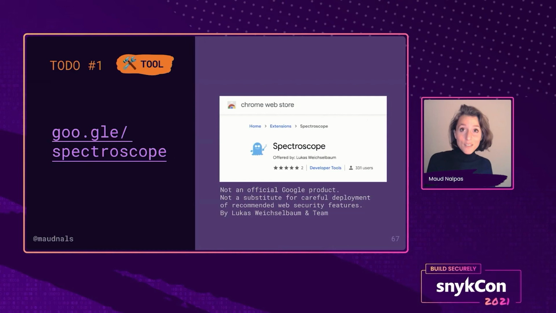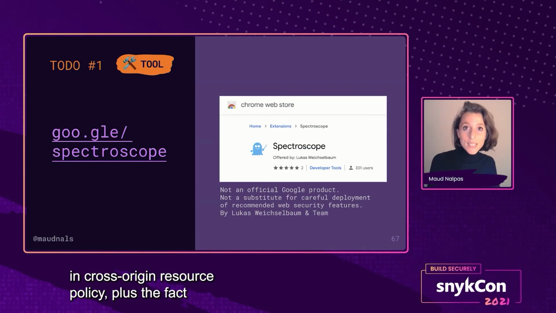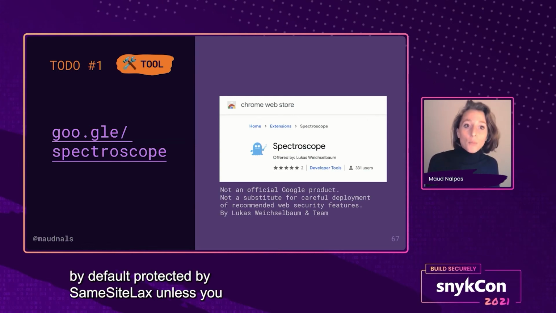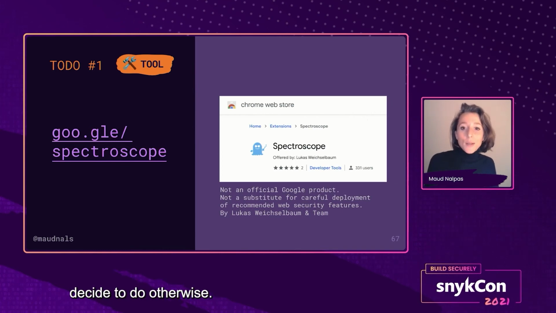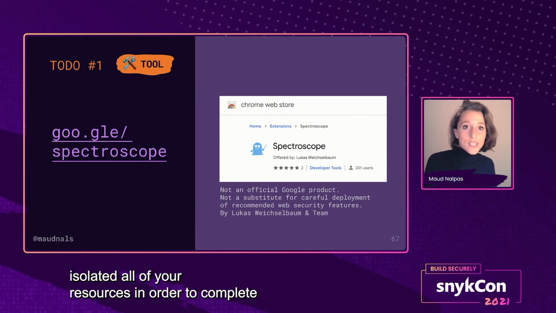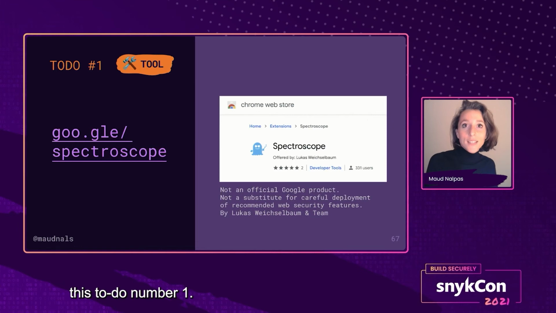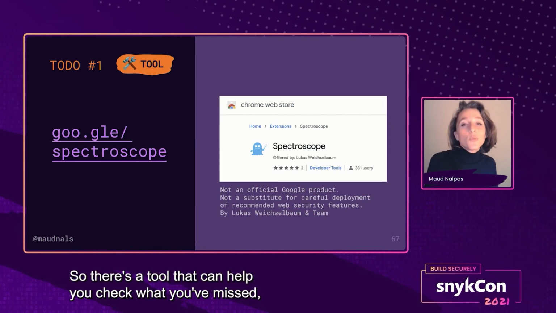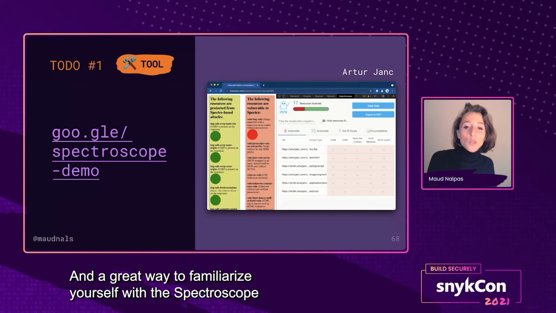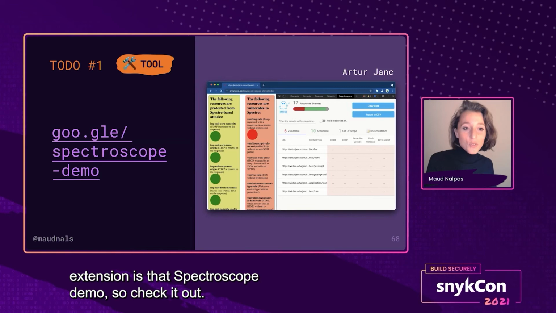So we've talked about Fetch Metadata headers and Cross-Origin Resource Policy, plus the fact that your authenticated resources are by default protected by SameSite Lax unless you decide to do otherwise. Still, it may be tricky to make sure you've isolated all of your resources in order to complete this to-do number one. So there's a tool that can help you check what you've missed, and it's called Spectroscope. It's a Chrome extension. A great way to familiarize yourself with the Spectroscope extension is the Spectroscope demo, so you should check it out.